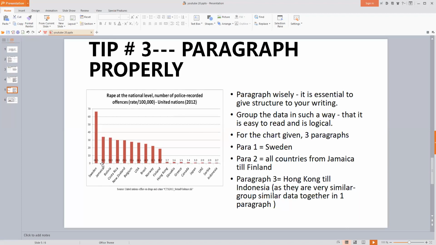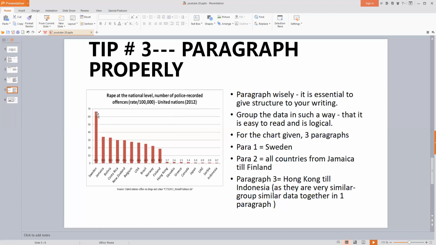Whereas if you look at Jamaica to Finland, this is a kind of similar trend. So you can group these together in one paragraph. In one paragraph, you will talk about all these countries, and in another paragraph, you will talk about this. And Sweden is something very prominent in this bar chart, so I would like to talk about Sweden in just one paragraph.